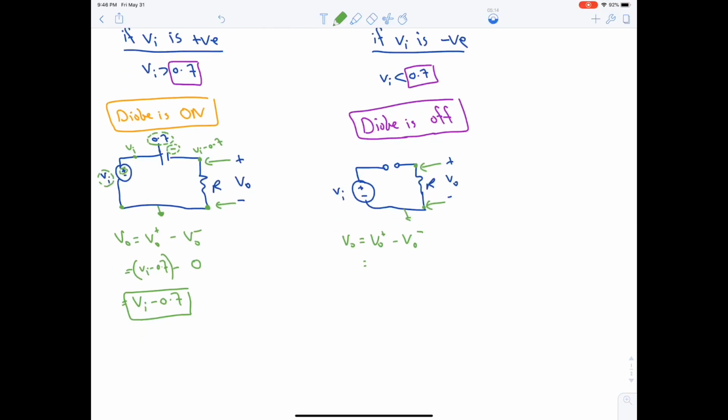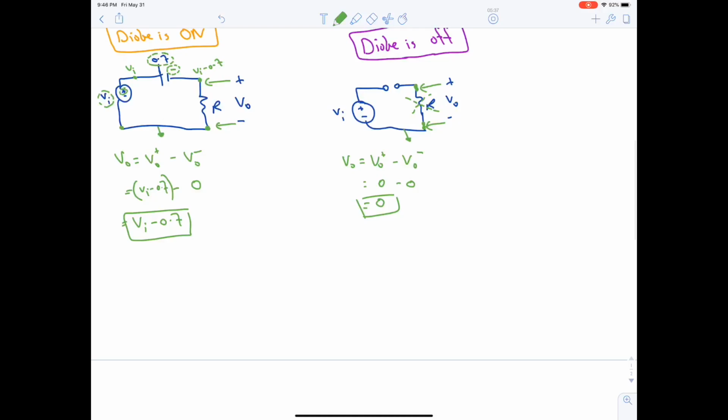The negative side is 0 because it's grounded, and the positive side is still 0 because there is no current due to the open circuit. Hence the resistance is no longer there, as if it's a short circuit. So the voltage at this point is similar to this point, so it's 0.